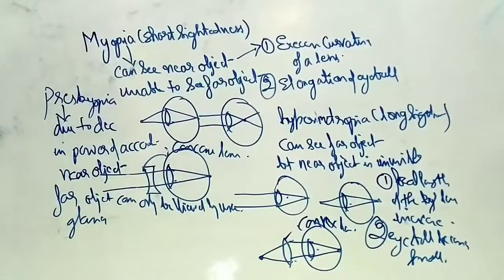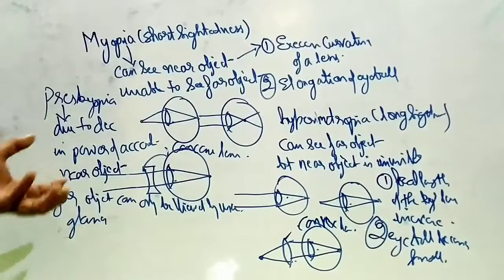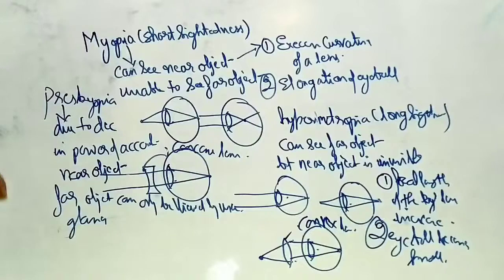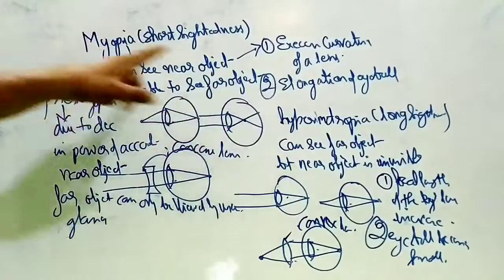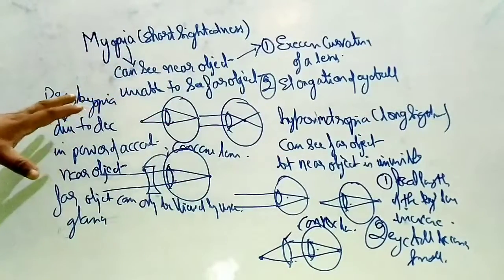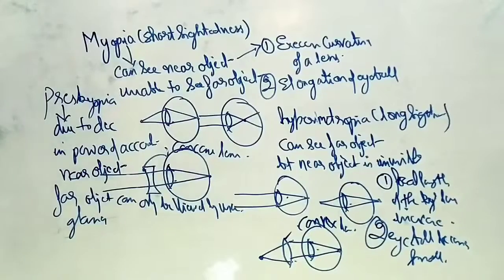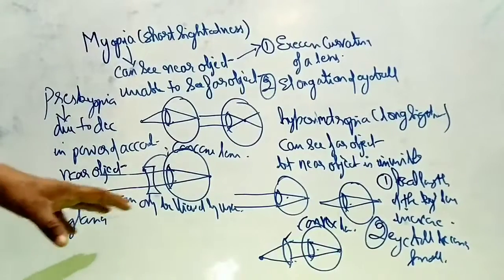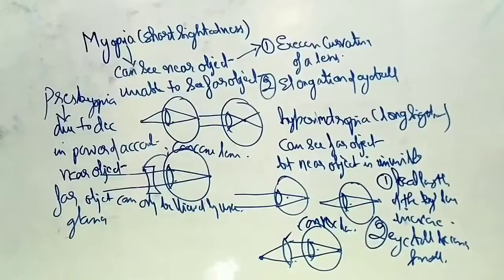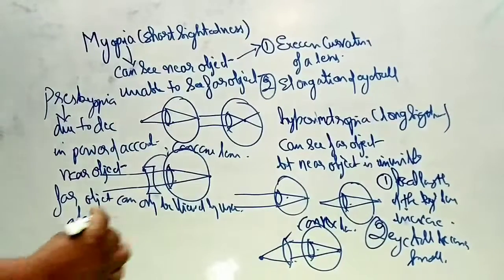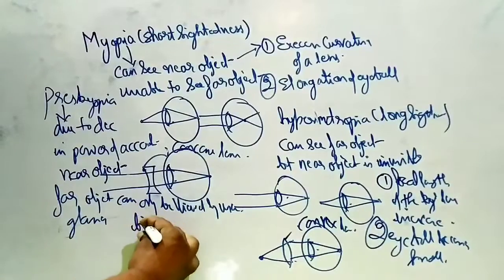It means that they are both unable to see the far object, even the near object is not viewed clearly, but these two reasons are not behind it. The reason is due to the age, the power of accommodation, means the muscles power get decreased, due to which they are unable to see the near object. Even the far object can only be viewed by using the lens. Now how to remove this? By using a bifocal length lens.